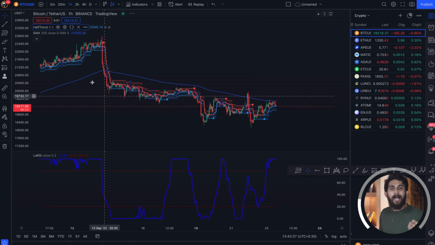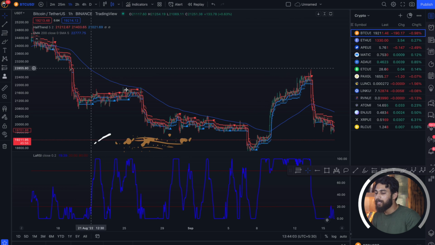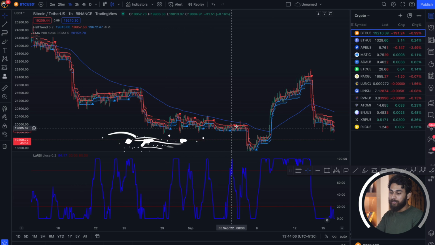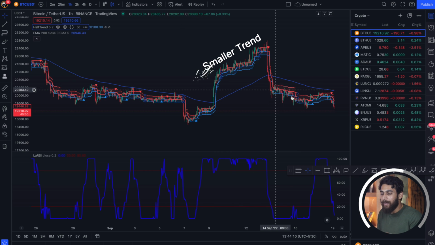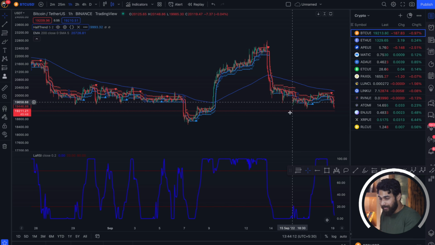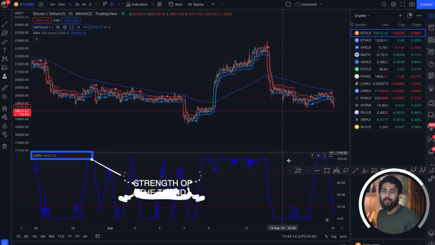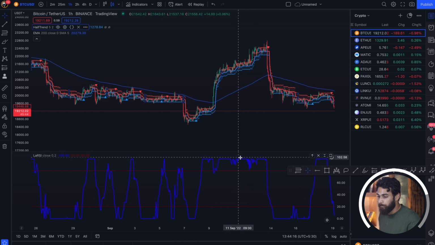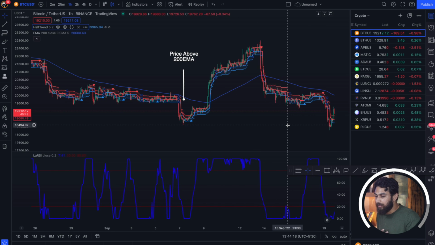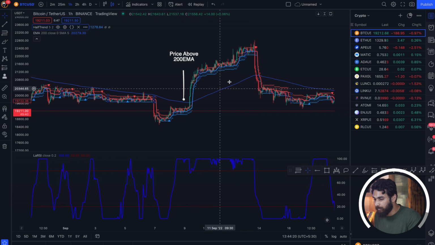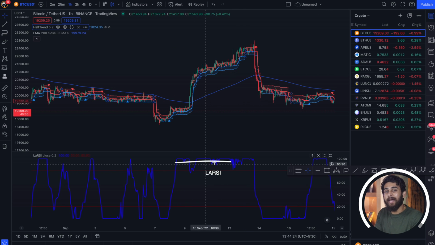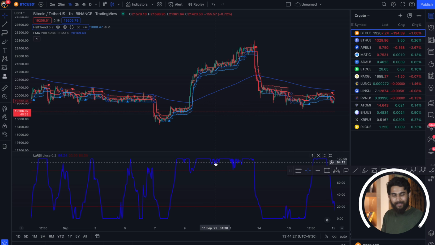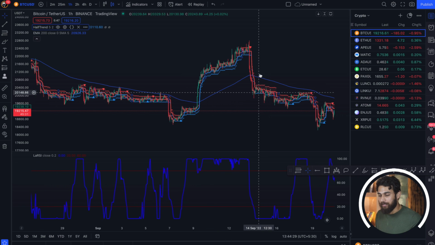So the idea behind this strategy is that the EMA shows us the larger trend of the market, and the Half Trend shows us the smaller or minor trend of the market and helps us with taking entries, and the LARSI will help us to know the strength of the trend. So when we see the price is above the 200 EMA, we look for an entry on Half Trend and then confirm the entry using the LARSI. So let us see how to place trades using this strategy.